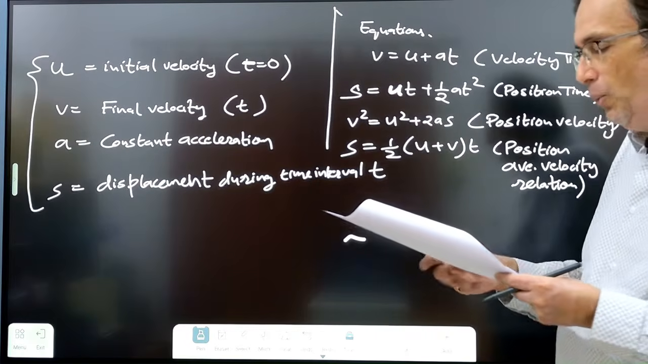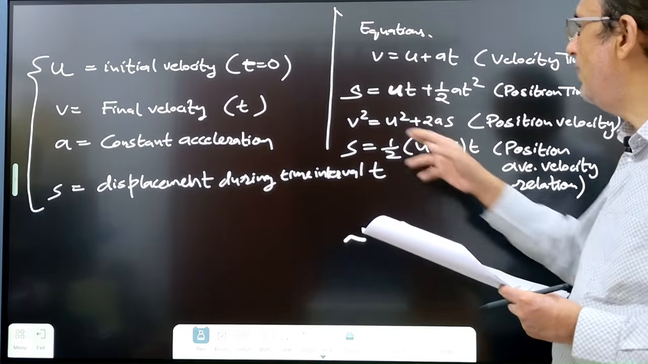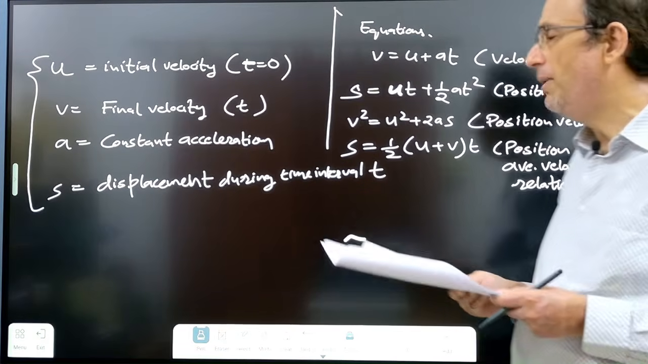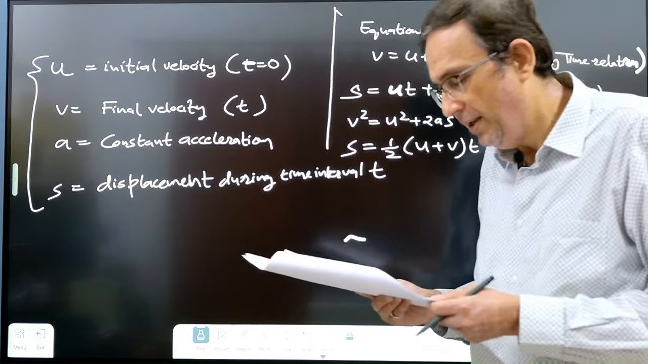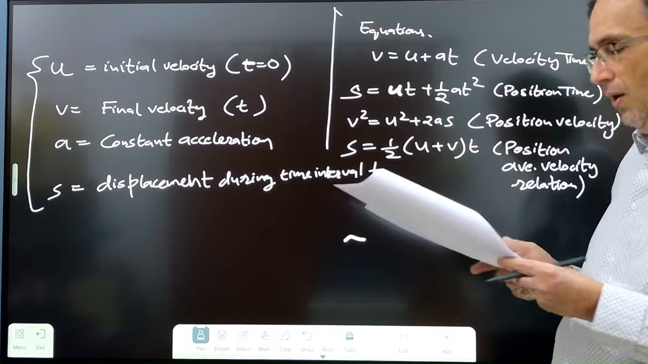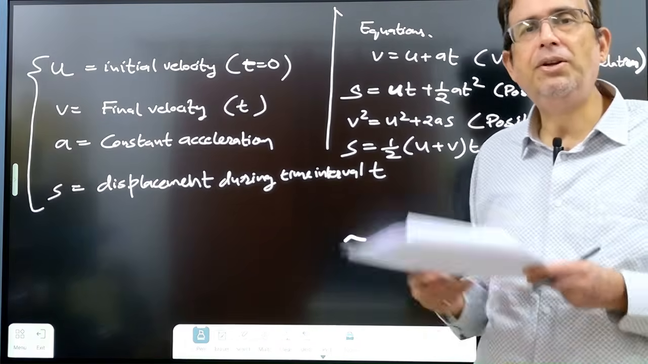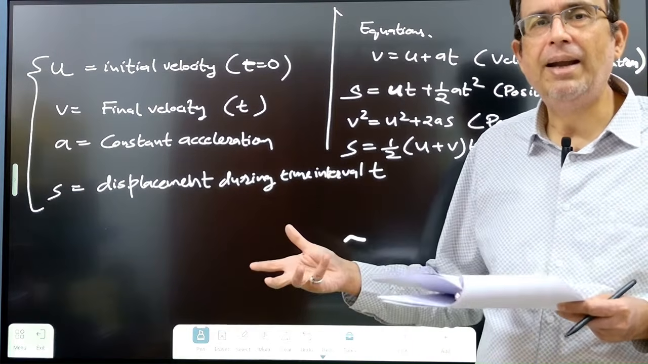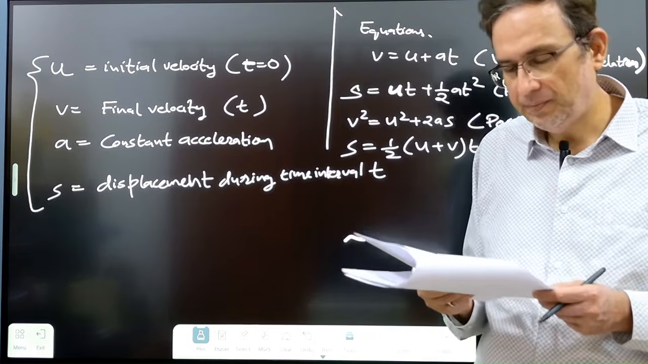Then equation 3 is for position. It is used when the time is not known and is not involved. You don't need to know the time at all. Either you don't want to calculate it and it is also not given to you. And equation 4 is when acceleration is not involved. So you don't know the acceleration, but you know the initial and the final velocity, and you want to know, in a given time, what is the total displacement.